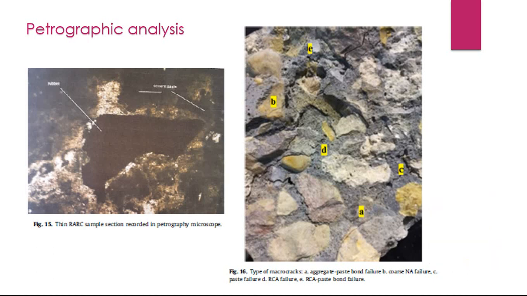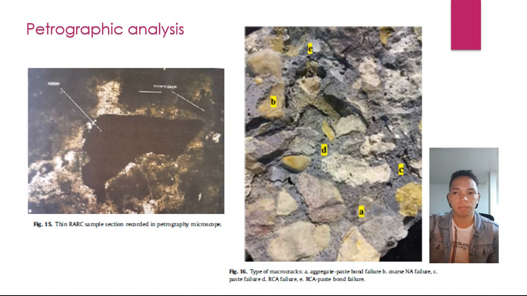Visual inspection of the test samples confirmed several types of failures that are easily identifiable as macro cracks, identified as a combination of aggregate and paste leaking failure, thick aggregate failure, RCA failure, and RCA paste failure, as shown in figure 16.